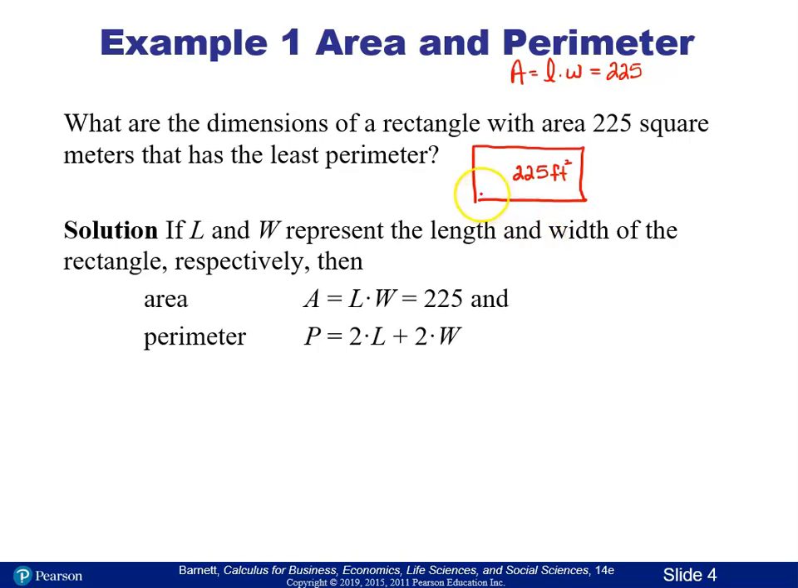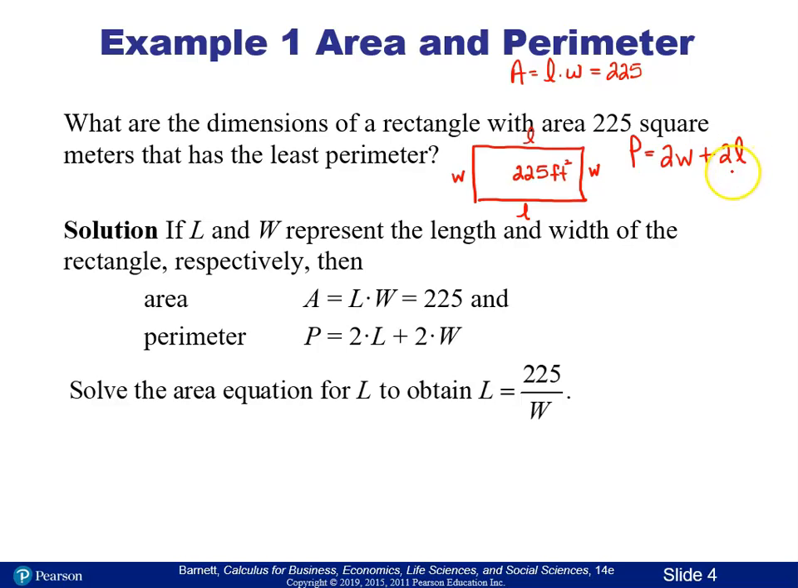Okay, and we can also come up with a perimeter equation. If this is our length and this is our width, perimeter is basically like if I was to put a fence around this, how far would the fence need to be? So this side would also be my width and this would be my length. So I have two widths and two lengths, and those together give me the perimeter. In a lot of these problems, we're going to have two different equations. One equation is what we want to minimize or maximize. The other equation relates the two variables that we have. So here we have an area equation and we have a perimeter equation.